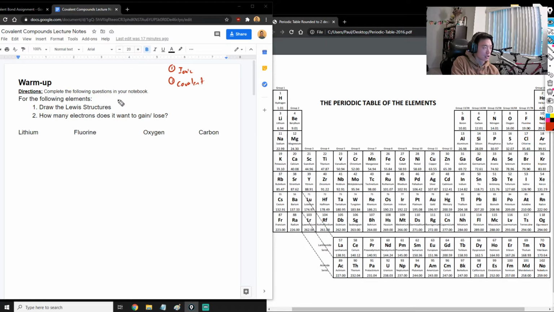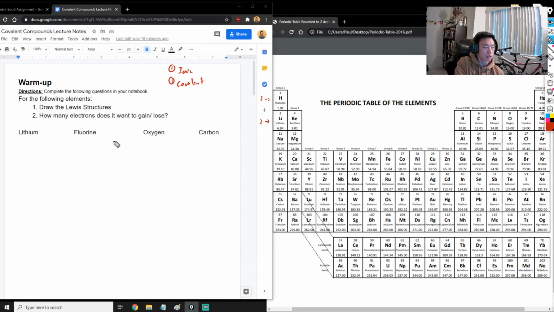Now before we do, let's do a quick warm-up just to refresh our memory about some concepts we'll need to know to understand covalent compounds. So let's draw the Lewis structure for these four elements and figure out how many electrons they want to gain or lose. This should be pretty simple by now. All we need to do is look at them row by row. So this is row number 1 and row number 2.